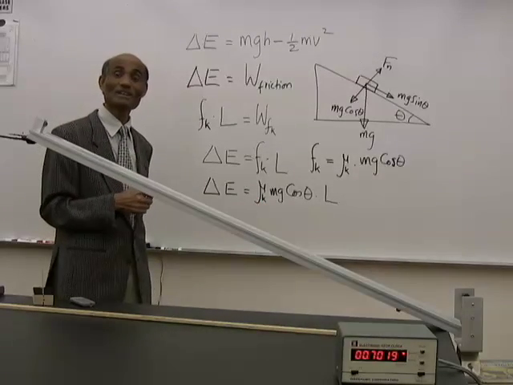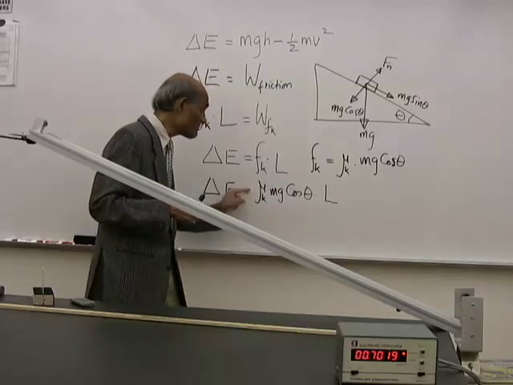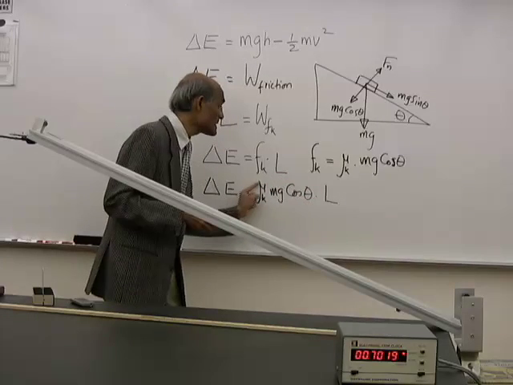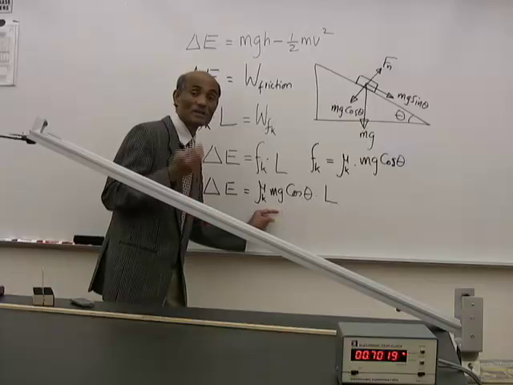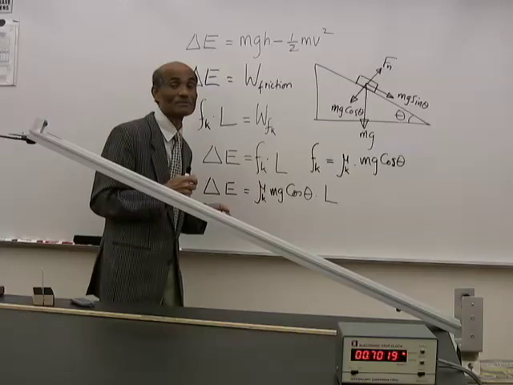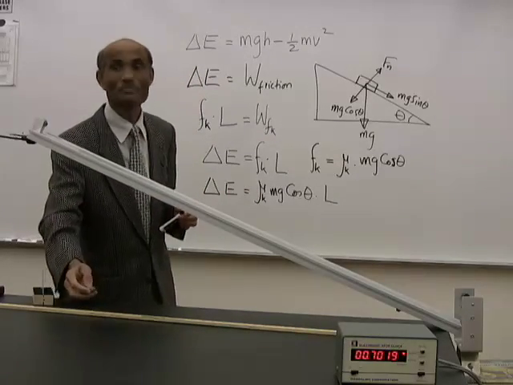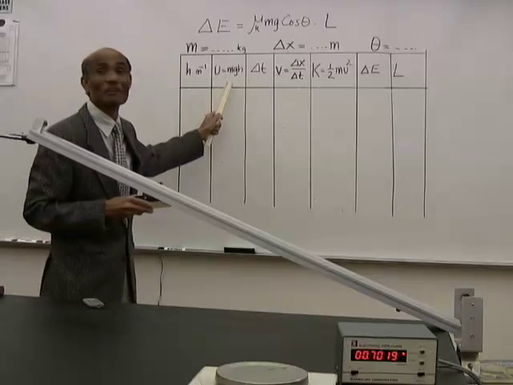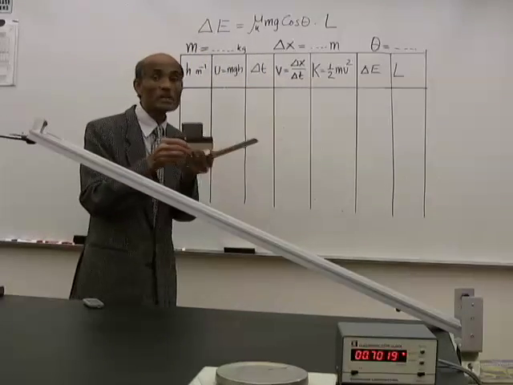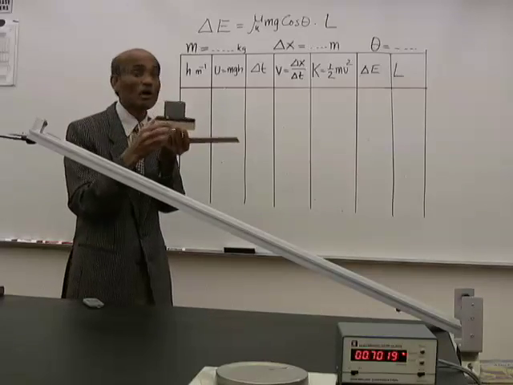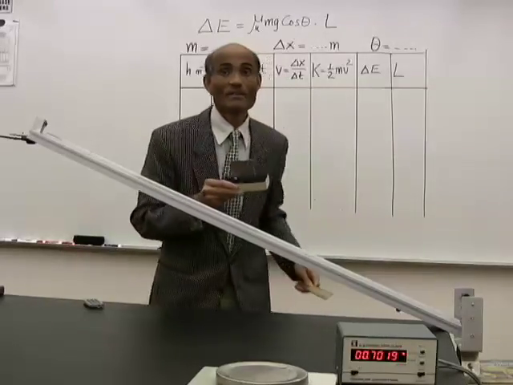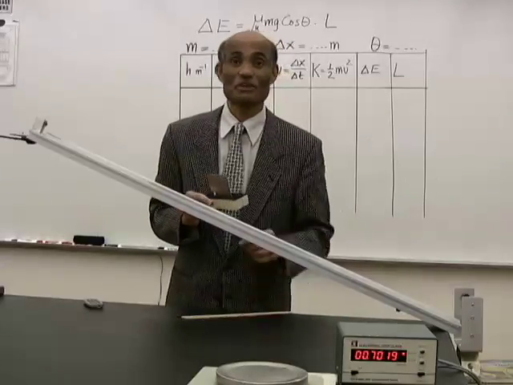So this equation is actually in the form y equals mx. And so the slope of your graph will be mu k mg cos theta, and from the slope you will be able to obtain a value for mu k. So that is your experiment, right? Okay. Your data set will look like this. You need to have the mass of the sliding block. You need to know delta x, the width of this block. You need to know the angle of inclination. Alright, let's do those three things first.